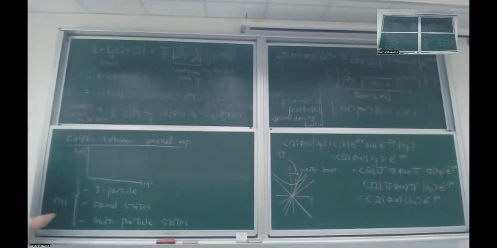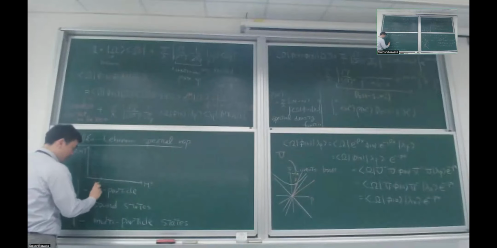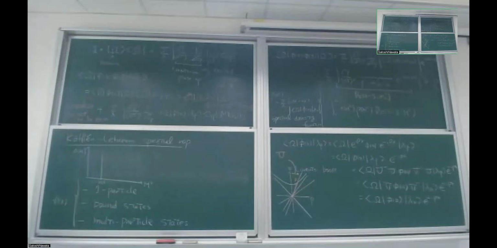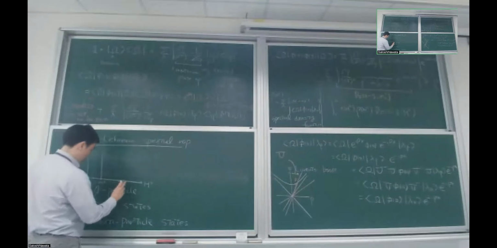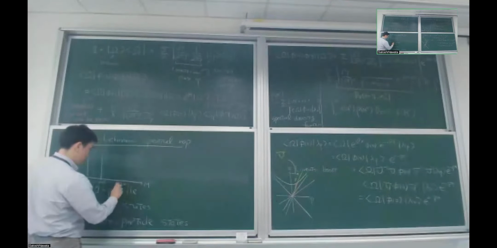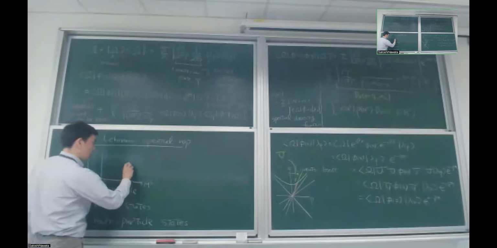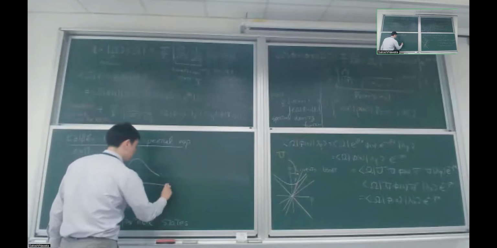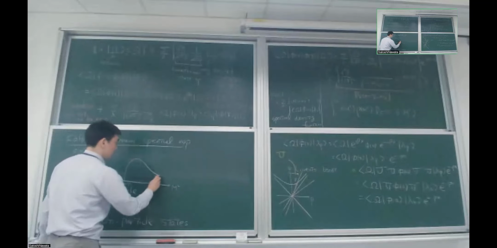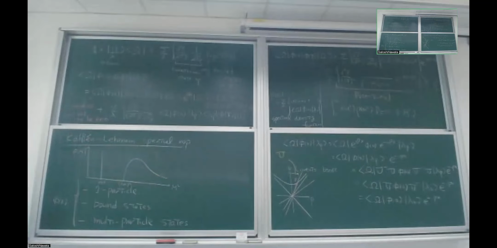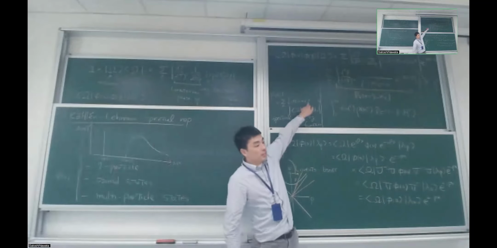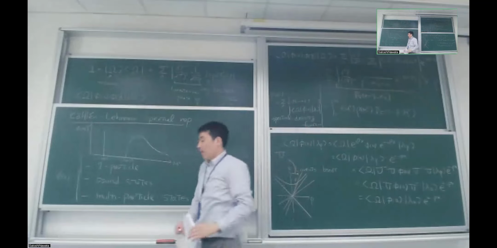So one particle stays around m square, and there's a delta function here. And the multi-particle states start from 2m square, around here. I hope you can see, and everything becomes continuous. So here the capital M square is the center of mass.